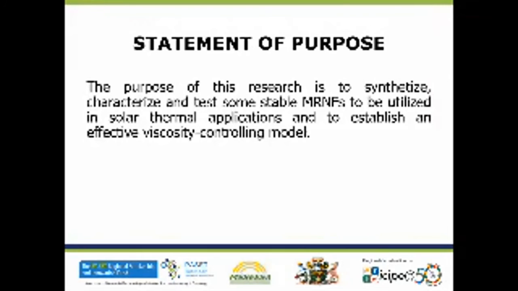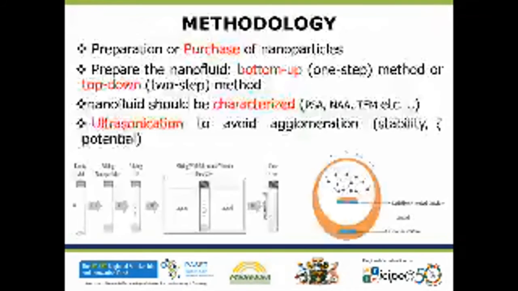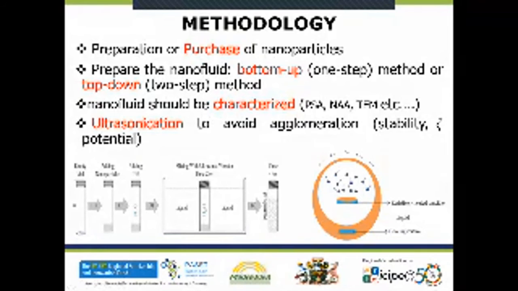Methodology. I can prepare MRNF first by preparing nanofluid. After that, I can expose it to a magnetic field. For preparing the nanofluid, I can just purchase a nanofluid from the market, or prepare the nanofluid. The nanofluid can be prepared in two ways. One is bottom-up, or called the one-step method, and the second one is the two-step method or top-down method.